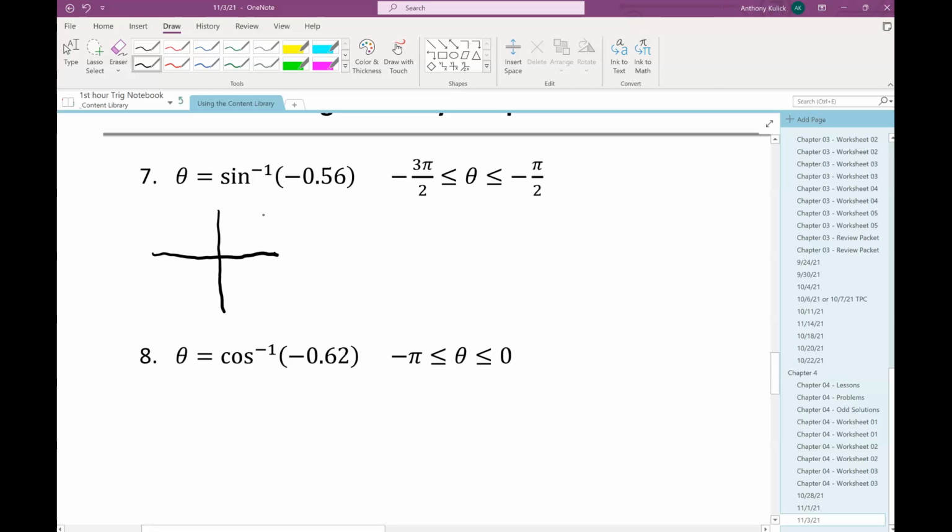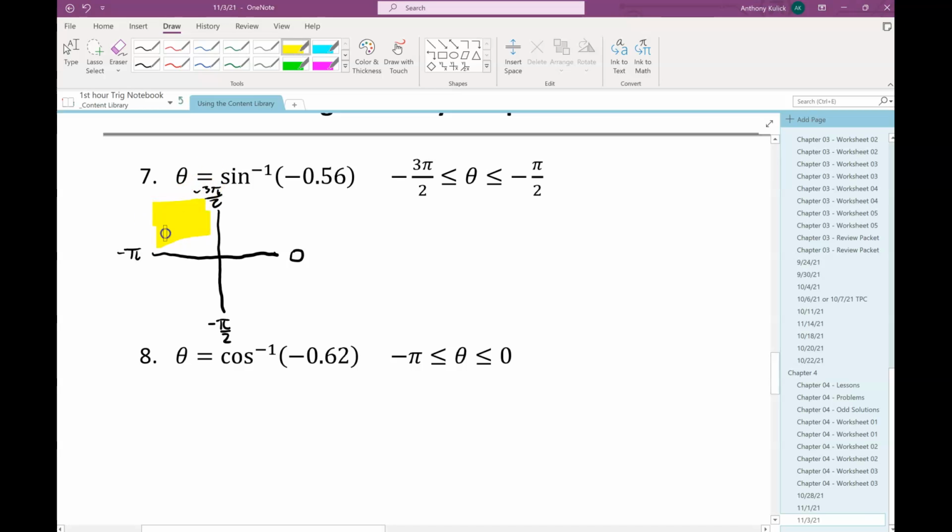So, yeah, right away, if you look at the interval given to us from negative 3 pi over 2 to negative pi over 2, we notice that theta is going to be negative. So when we're drawing our negatives, we know that we're going clockwise. So we start at 0, and then we go clockwise to negative pi over 2, negative pi, negative 3 pi over 2. So far, so good?